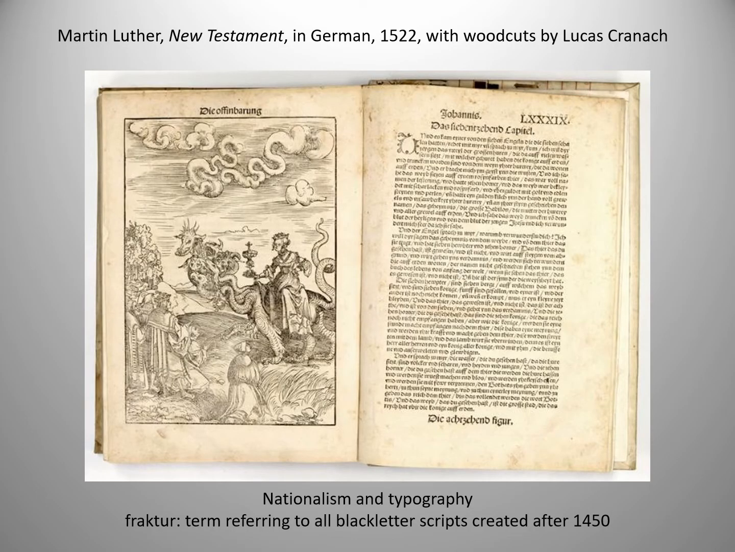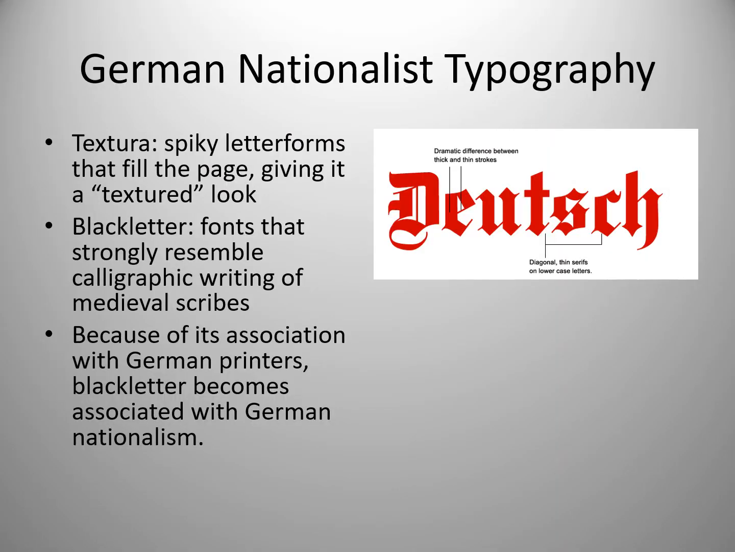Perhaps the most famous use of the Gutenberg press is by Martin Luther. He used it to produce his Bible in German, and he uses that same black letter type. The new term for it is Fraktur. Fraktur means broken, and it references all black letter scripts after 1450. And because Luther uses this for his German language Bible, Fraktur or black letter becomes associated with German culture.